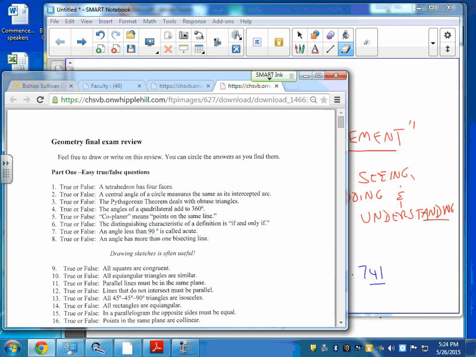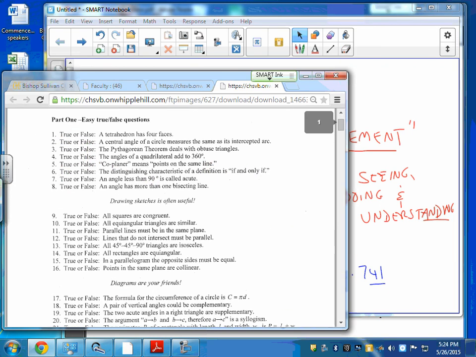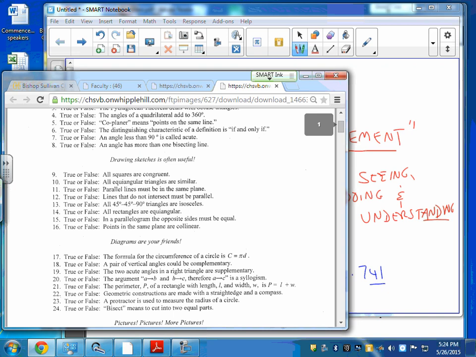Let's look at the next 8. By the way, note the little comment there: drawing sketches are often useful. I would recommend that you draw lots of sketches as you go through this particular review.